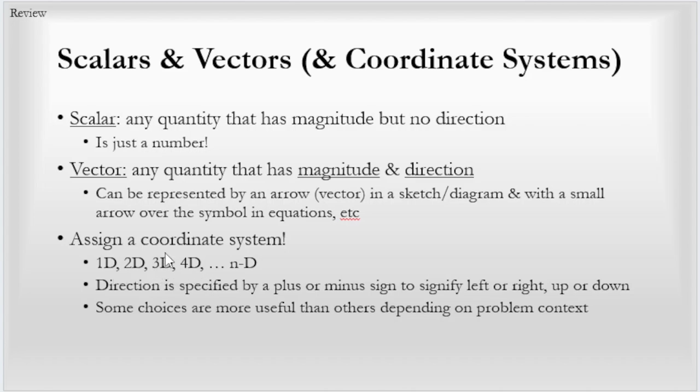We could be in one dimension, which is just a number line, or 2-dimension Cartesian coordinates, 3 dimensions, 4D, up to N-D. I work in physics, so we could have 9D. Always assign your coordinate system. Need to know which direction is positive. Direction is specified by a plus or minus sign. Okay, and we're going to note some choices are more useful than others. If you have an opportunity to mindfully assign a coordinate system, make sure that you choose one that is going to be wise for your situation.